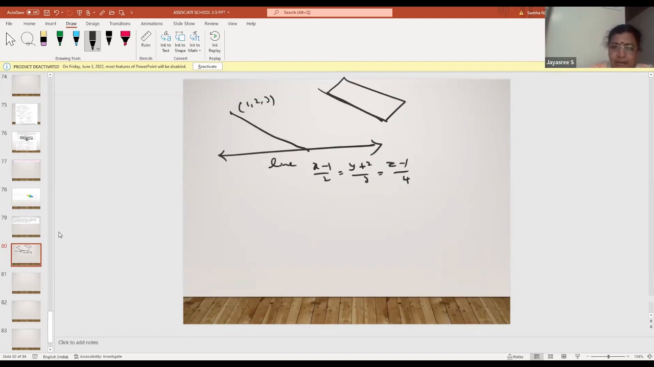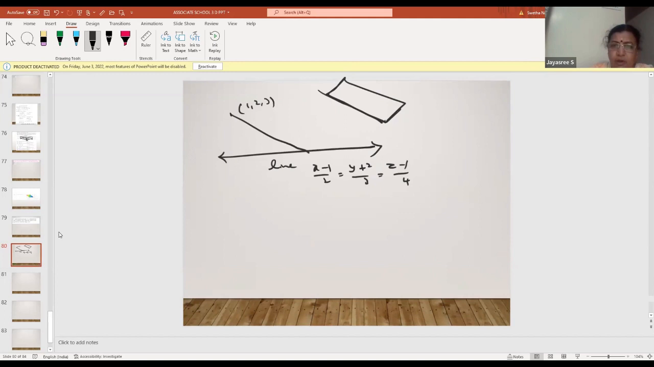So that means the plane and the line are parallel. Already we have given the training to the children: when the plane is parallel to the line, the normal is perpendicular to the B vector. So here we take it as a general point.